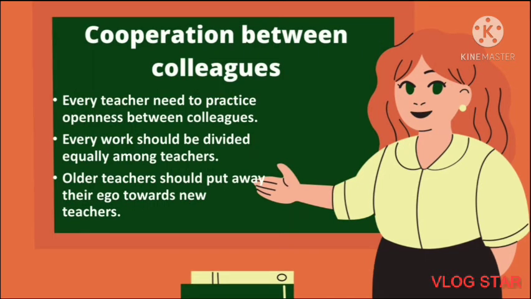Cooperation between colleagues. Every teacher needs to practice openness between colleagues. When educators work together, they form important professional and personal relationships. Collaboration between teachers contributes to school improvement and student success. Every work should be divided equally among teachers. The equality of educational opportunities will ensure a rapid enhancement of a nation. And older teachers should put away their ego towards new teachers.